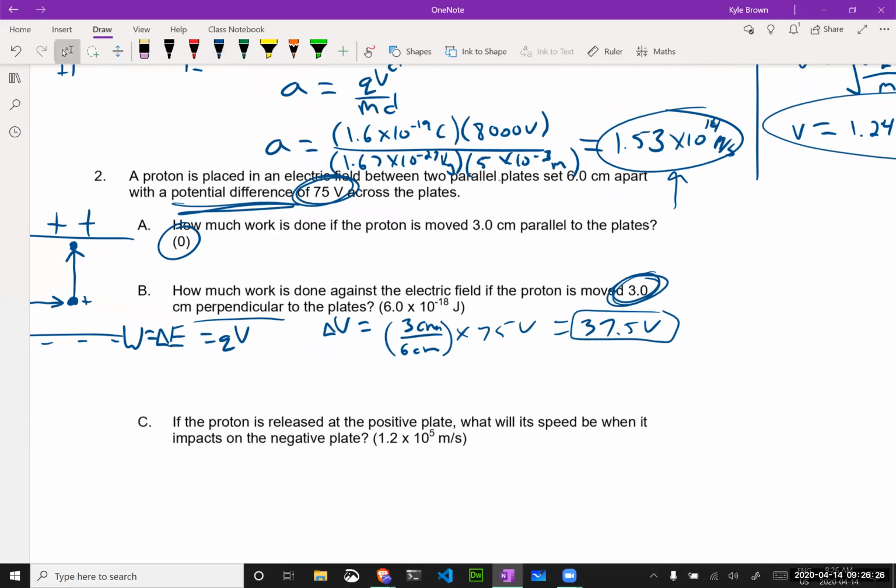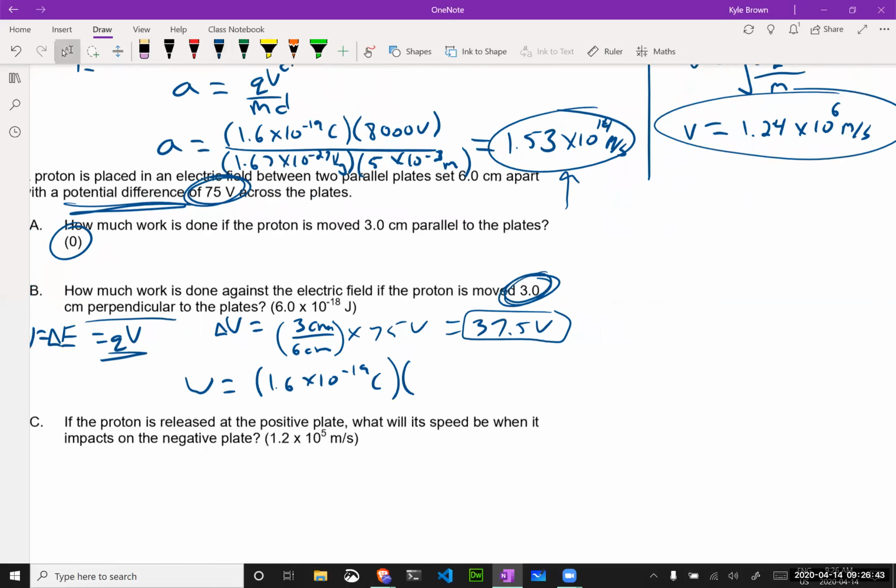Okay, so now it's not too bad because we just plug it in. The work is equal to the charge on a proton, 1.6 times 10 to the negative 19 coulombs, and the voltage that we move it through, the change in voltage there, is 37.5 volts. So the work done would be 6.0 times 10 to the negative 18. And then remember, we measure work or change in energy in joules.